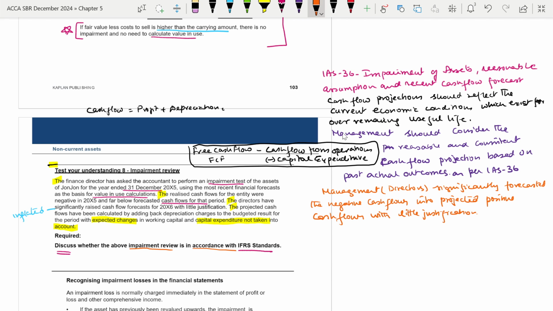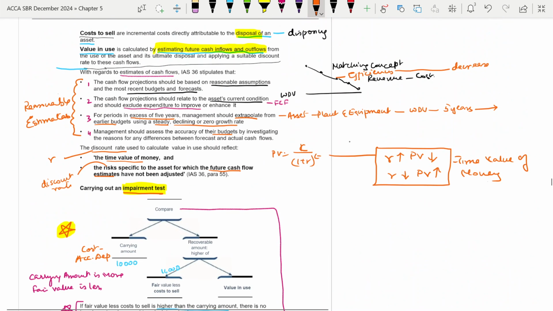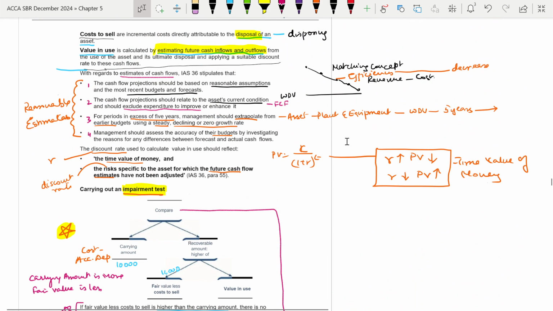Yes, it's clear. Okay, they have not put in any numbers as such, is it right? Now, when you do the things, how you have to calculate cash flow? What are the rules of IAS 36 for projected cash flows? We have done this. It should be in current conditions. Management should assess the accuracy of the budgets by investigating the reasons for any difference between forecast and actual cash flows. Is there anything there?